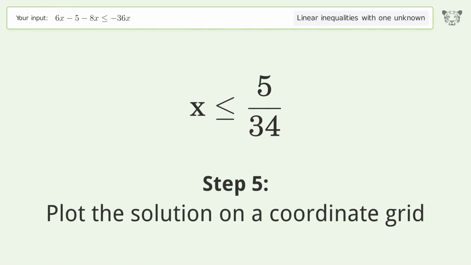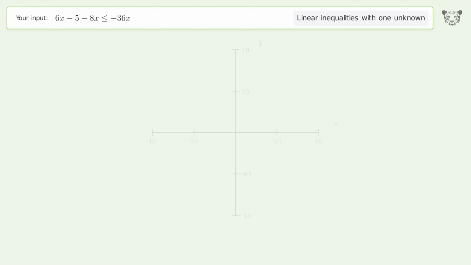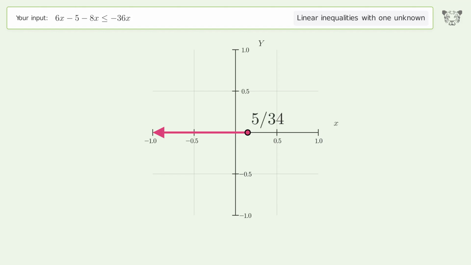Plot the solution on a coordinate grid. And so the final result is x equal or smaller than 5/34.